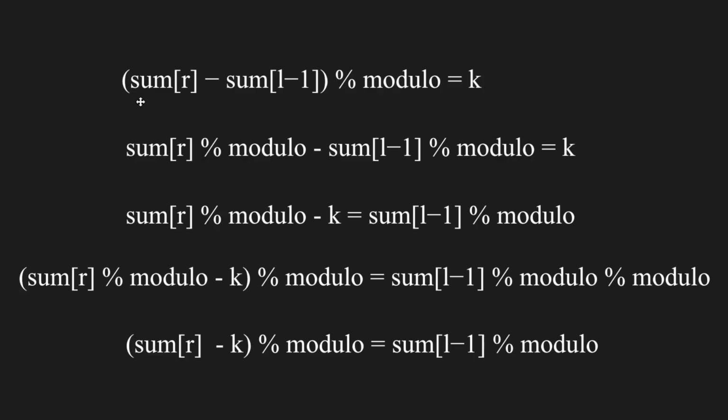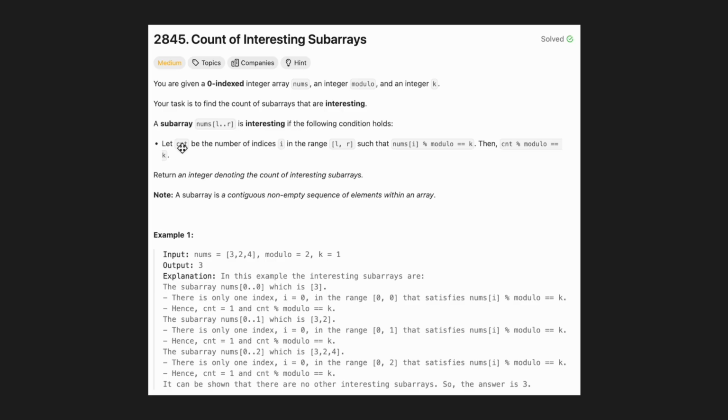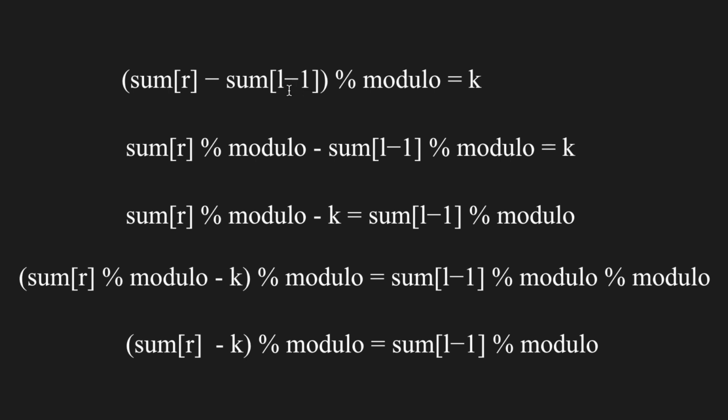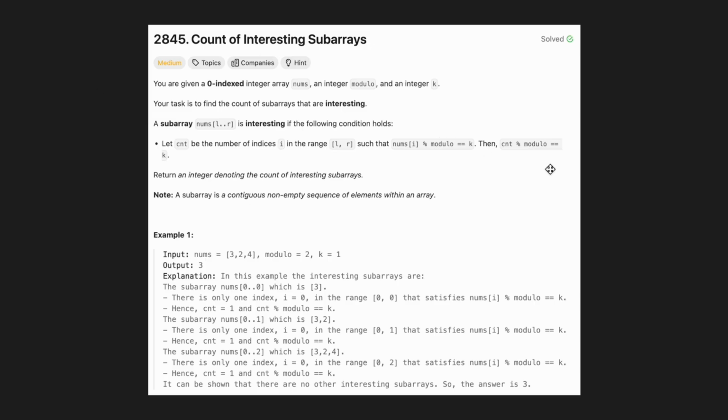So now that we have seen some examples, let's get to how we can solve this problem. So for this equation, the sum of r will represent the count up to the right side, and left minus 1 would be up to left minus 1. And this is the equation that we want to satisfy. The count on the right side minus the count on left minus 1.